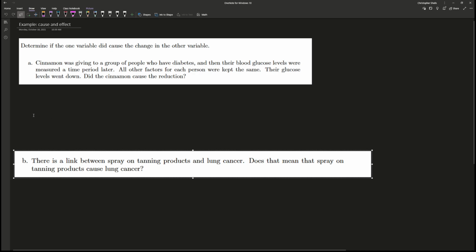Well, since this was the study where the use of cinnamon was controlled, and all other factors were kept constant from person to person, then any changes in glucose levels can be attributed to the use of cinnamon. Yes, all other factors were controlled.